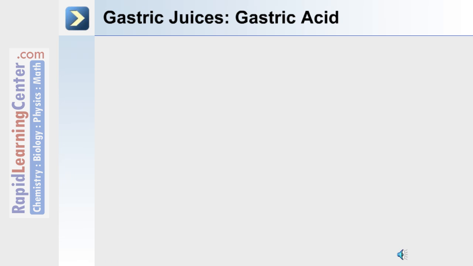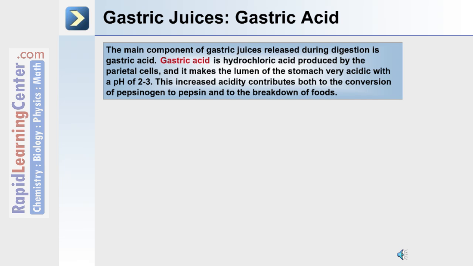Food that's ingested into our body enters the stomach and mixes with the gastric juices and gastric acid. Gastric acid is a major component of gastric juices, and it is hydrochloric acid produced by parietal cells. This leads to the acidity of the stomach between a pH of 2 and 3, and this increased acidity contributes both to conversion of pepsinogen to pepsin and to the breakdown of food molecules.